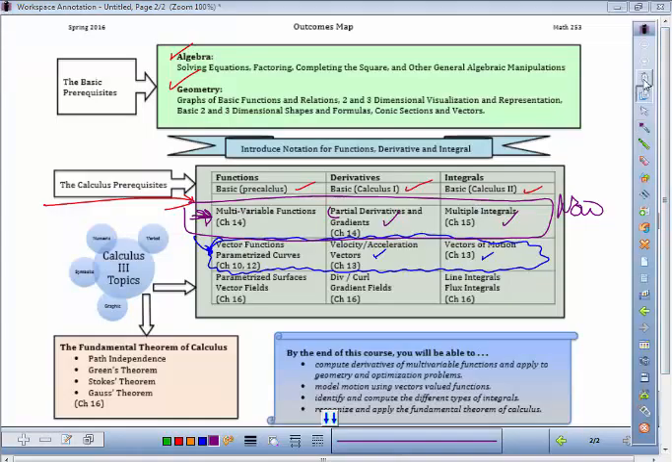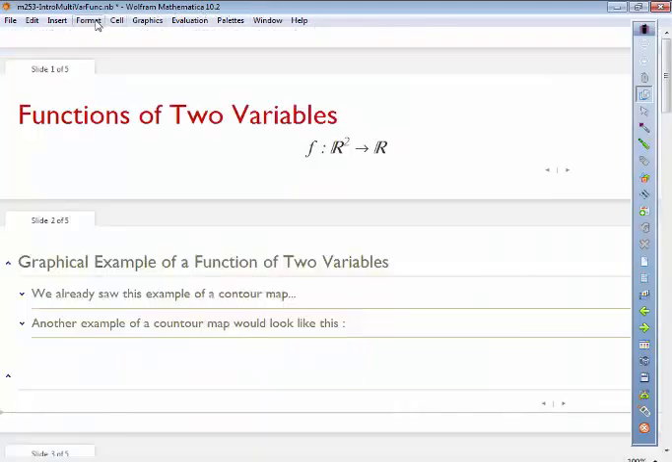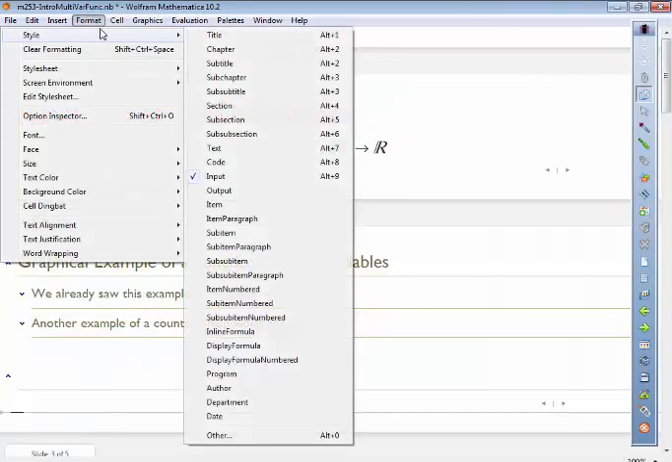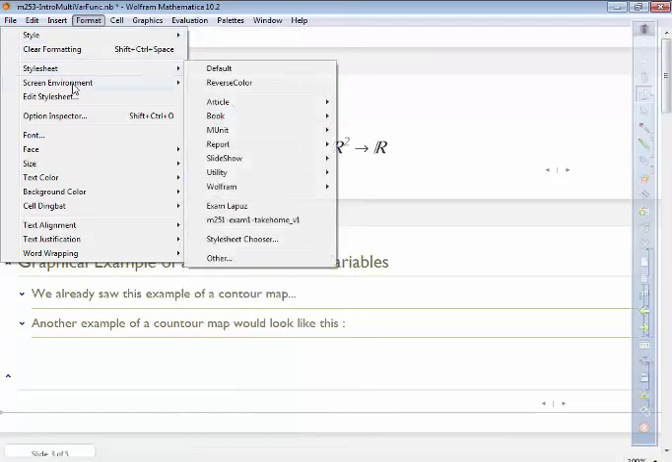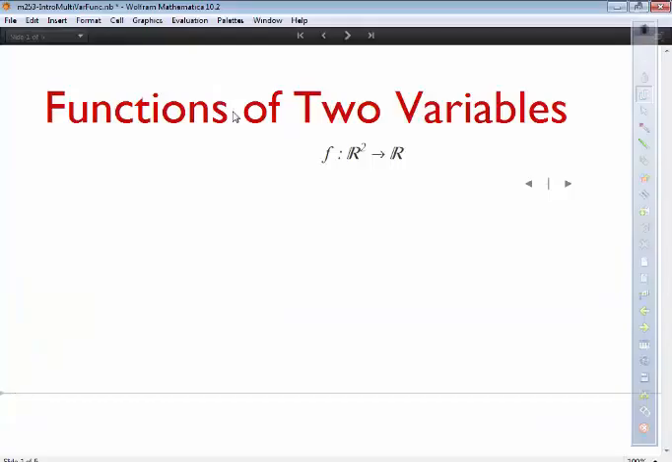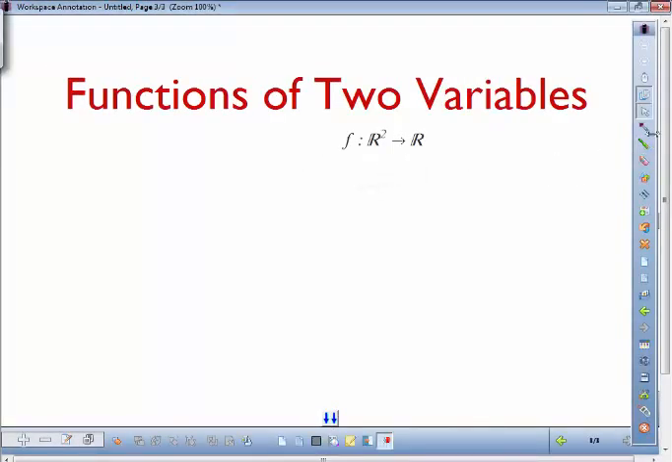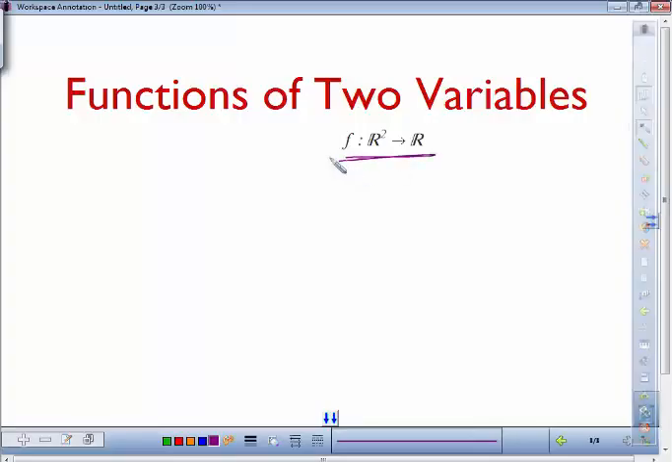All right. So, an introduction to functions of more variables, 2 or more. It says here 2 variables, but we can also look at it with more variables. And this is a piece of notation that I like to use that will give us an idea of what type of function we're dealing with.